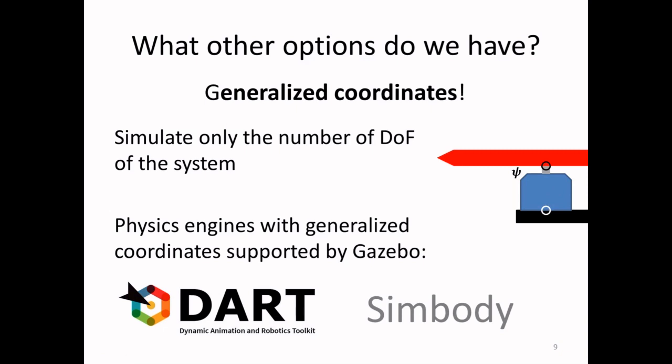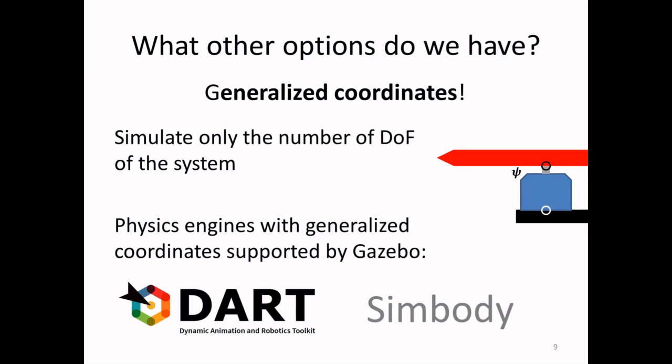Now, there are two options in Gazebo that support generalized coordinates, and that's DART, the Dynamic Animation and Robotics Toolkit, and SimBody. We recommend using DART moving forward for GymFC because DART specifically is created for tasks such as robotic control.